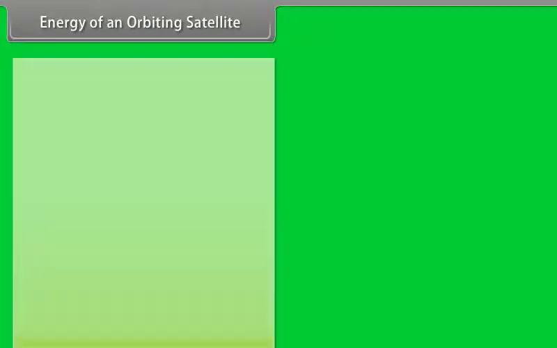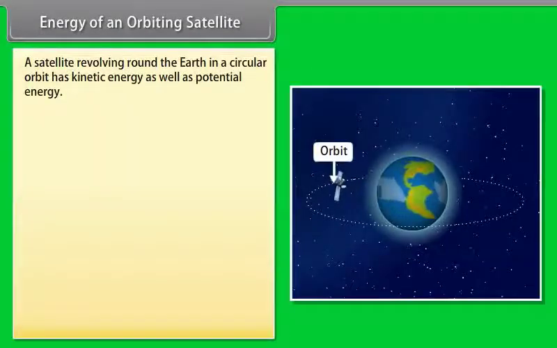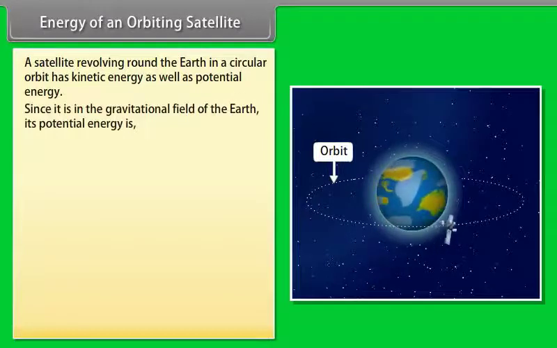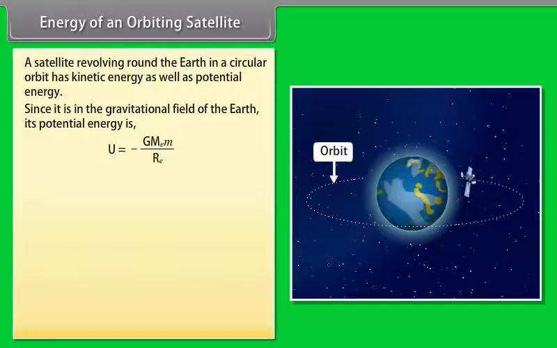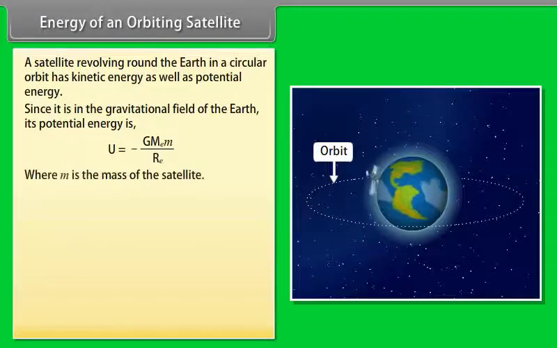Energy of an orbiting satellite. A satellite revolving round the Earth in a circular orbit has kinetic energy as well as potential energy. Since it is in the gravitational field of the Earth, its potential energy is U = -GM_E m / R_E, where m is the mass of the satellite.